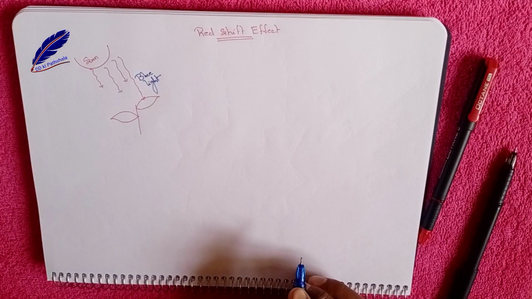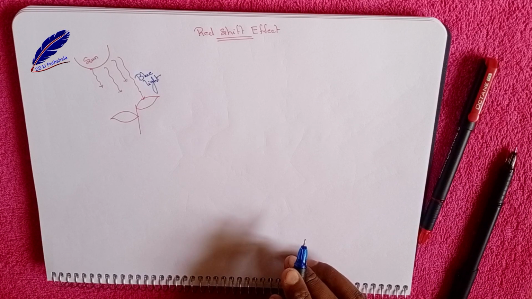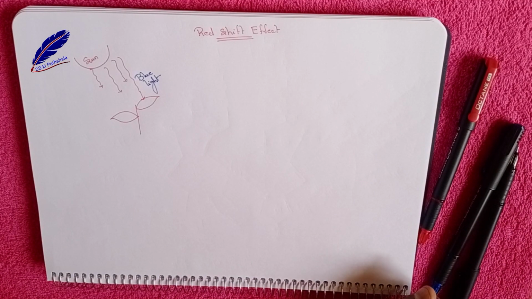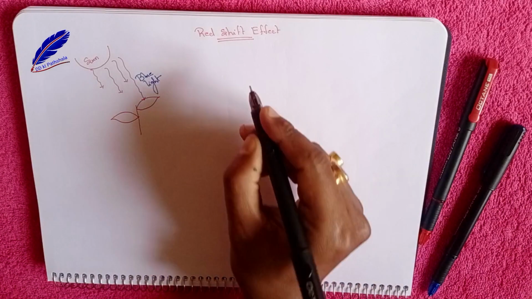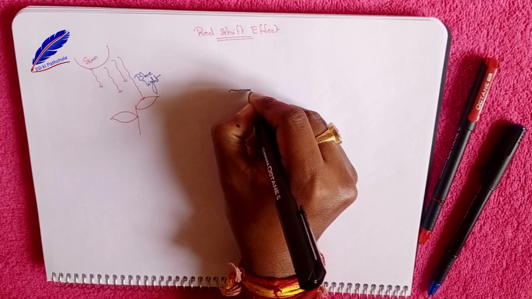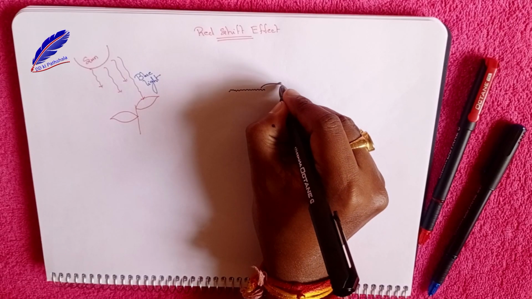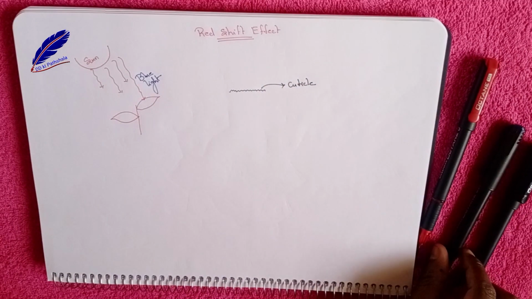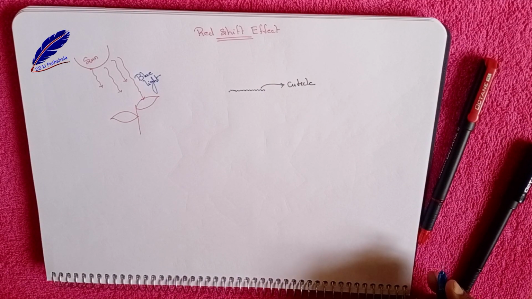So during daytime, when sunlight strikes, the green portion of the leaves absorbs the blue light. Now where is the blue light striking? The blue light is striking the cuticle, because the outermost layer is the cuticle. Cuticle is present in most of the plants. It may be present, it may not be present, but we are considering that it is first striking the cuticle.